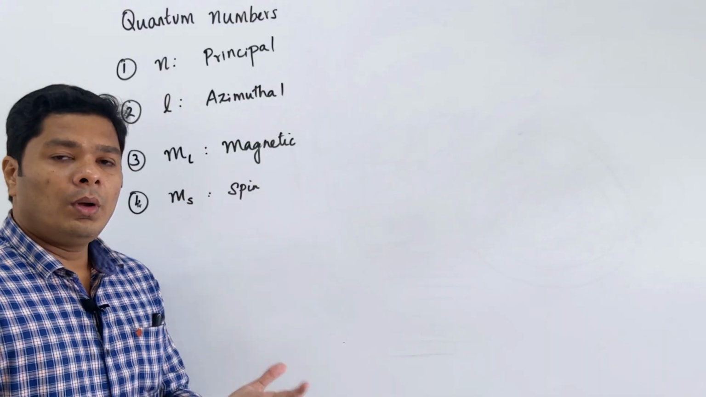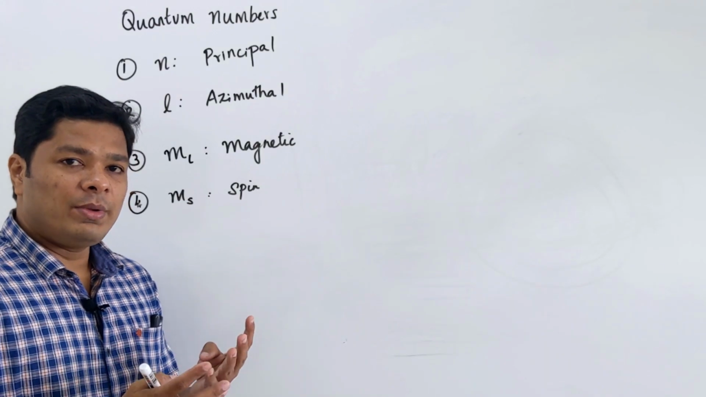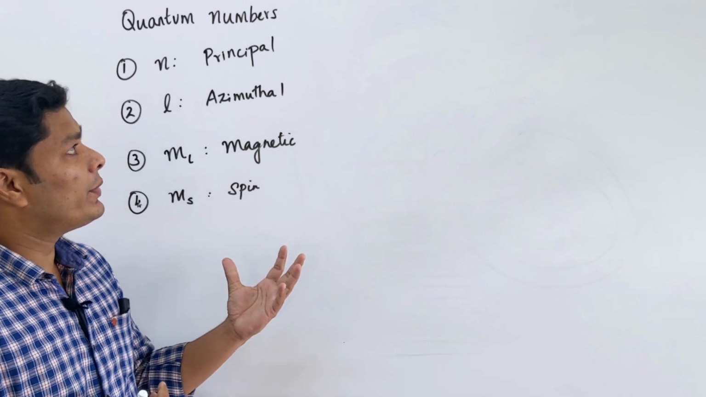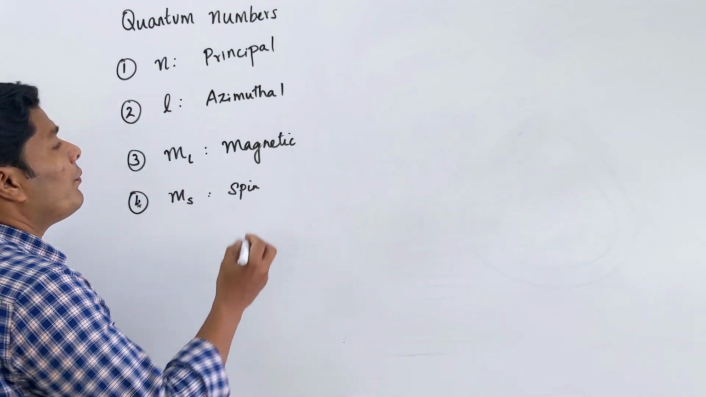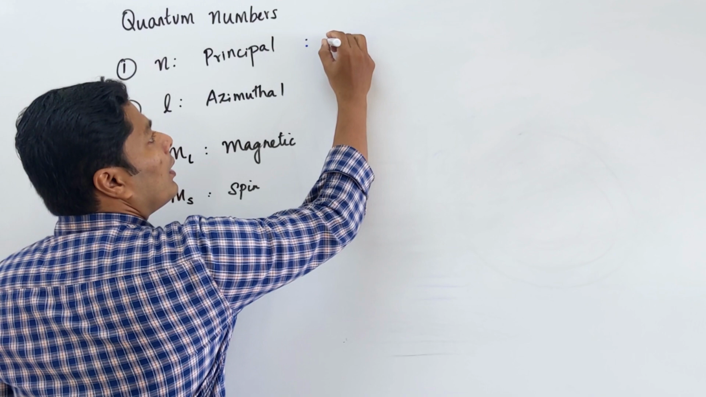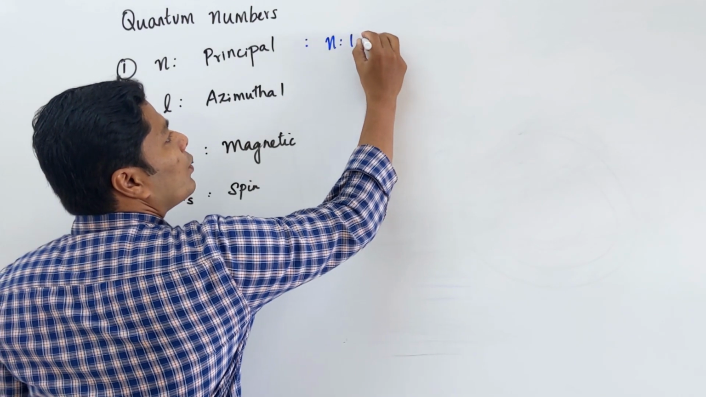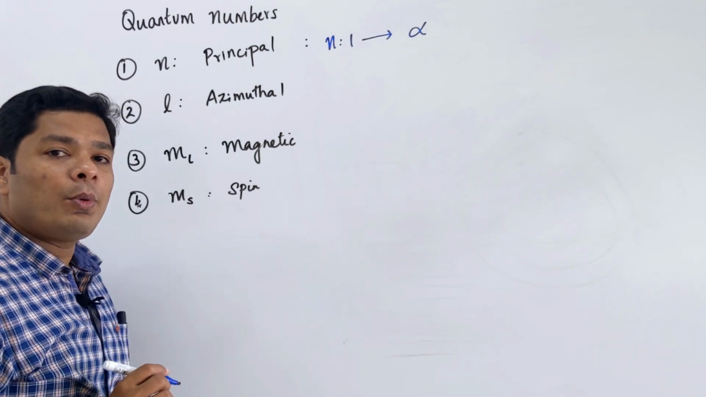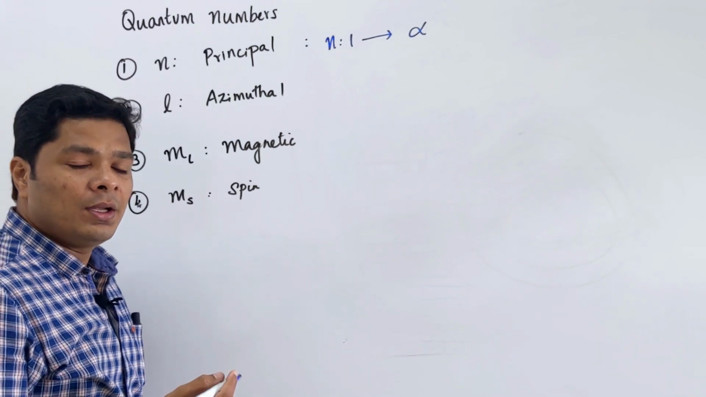Alright. Okay, now that we saw what these actually mean, what is the type of data you can get from N, L, ML and MS? Now let's look into what the possible values are. For a principal quantum number, the values are N equals 1 all the way to infinity. So this has to be an integer, a positive integer. N equals 0 doesn't exist.